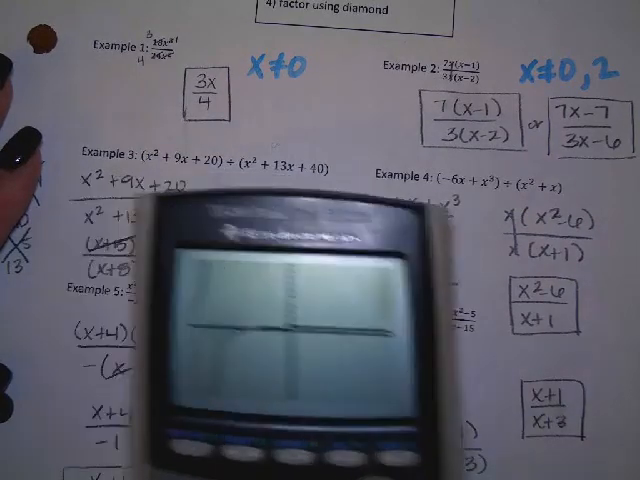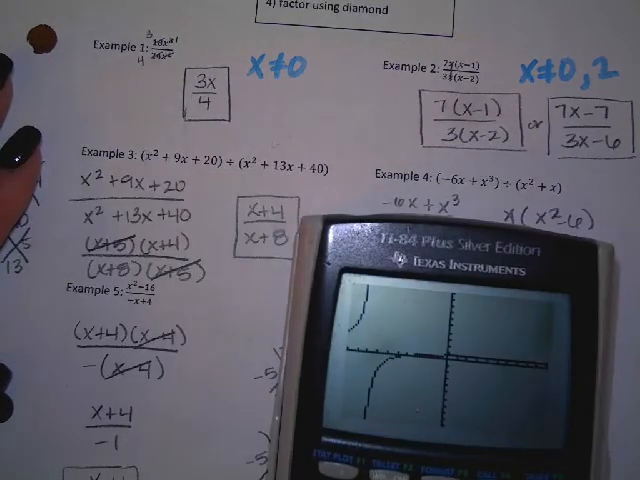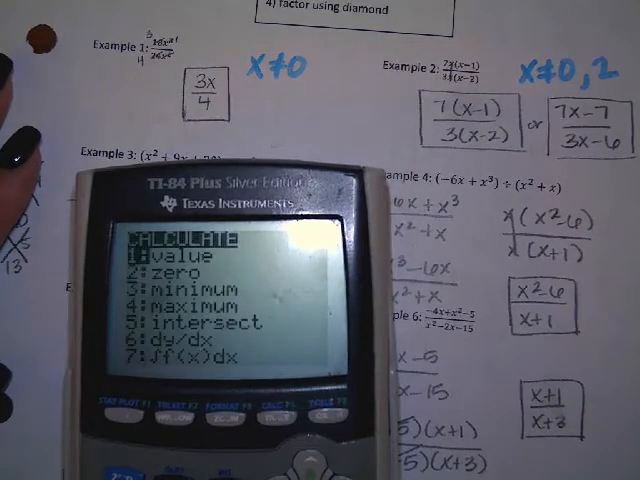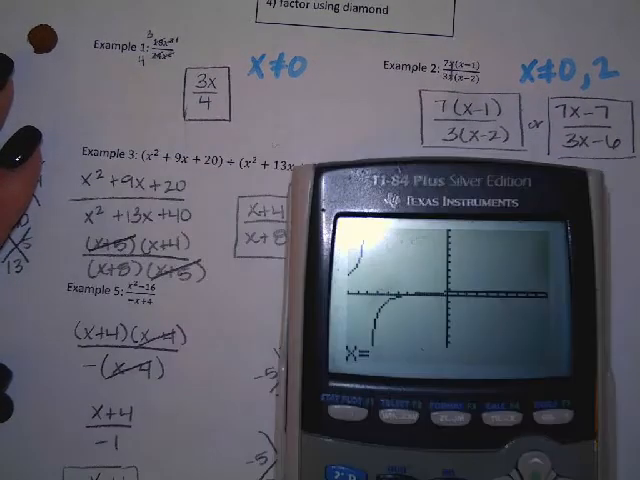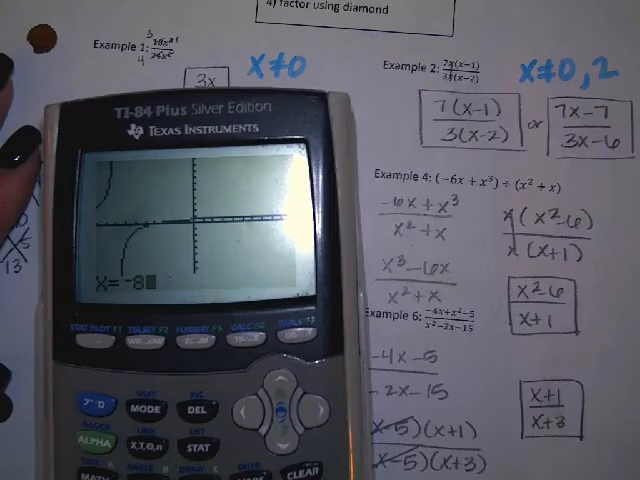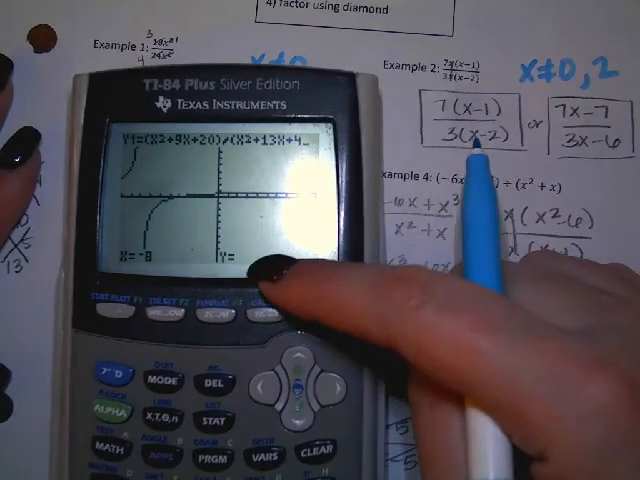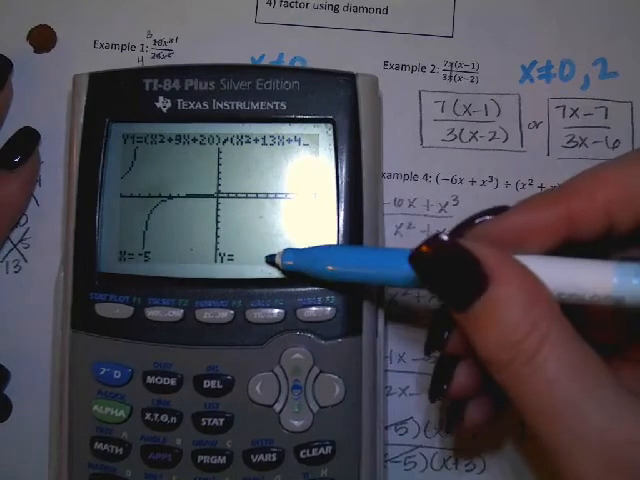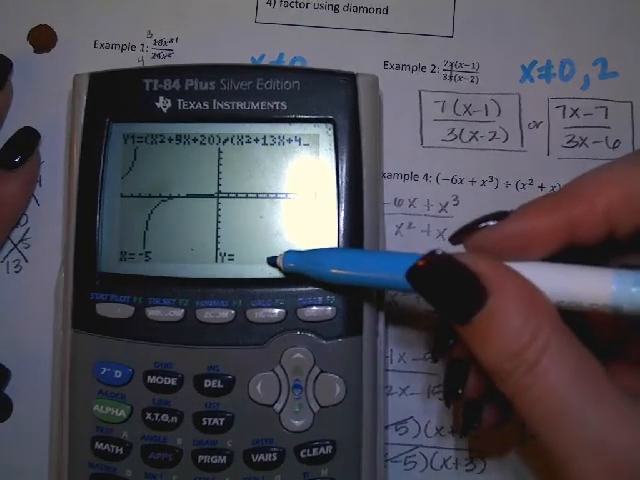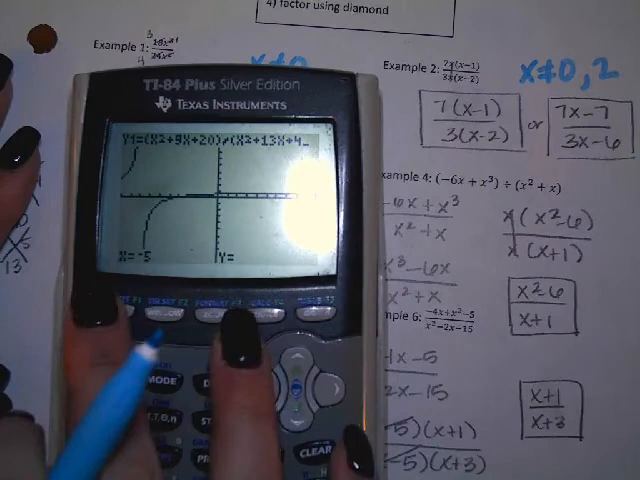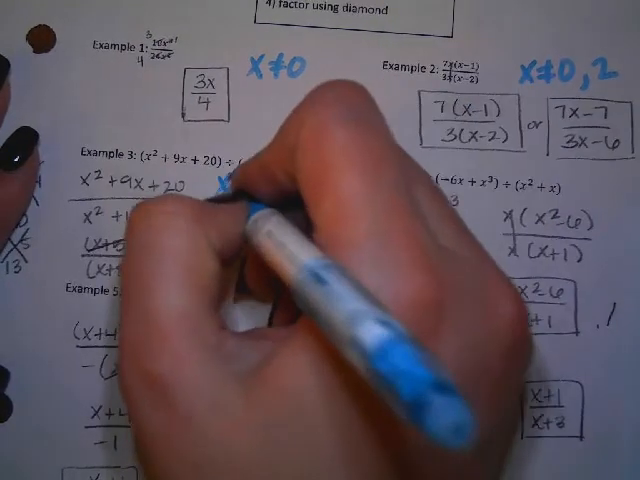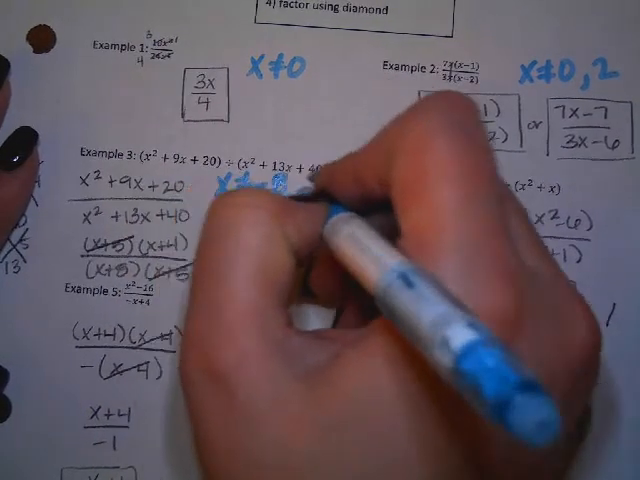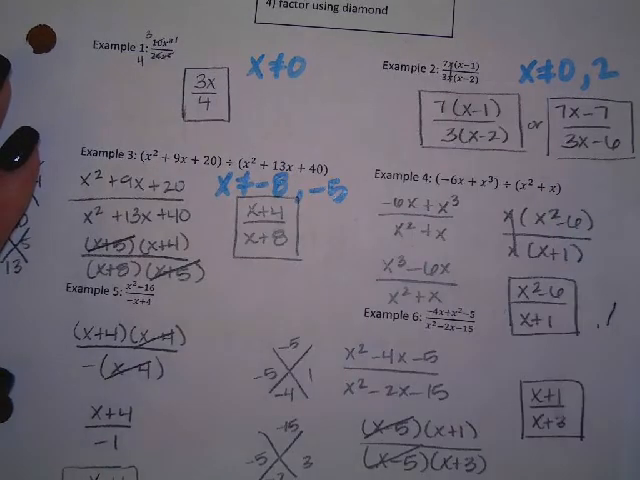Yeah, they make weird looking graphs, don't they? All right, so my first excluded value is -8. And you see when I try to plug it in, it gives me nothing. My second excluded value is -5. I try to plug it in, it gives me nothing. Do we see that? Okay. Now I'm going to go ahead and write that down. X cannot equal -8. It cannot equal -5.